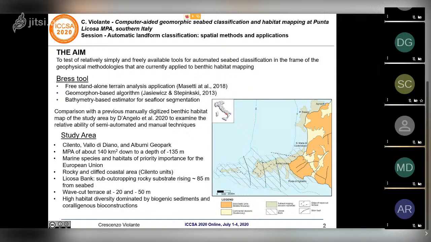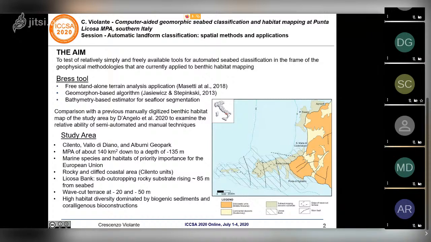A further test of this methodology was done by comparing the results of this study with a previous manually digitized benthic habitat map of the study area, produced by D'Angelo et al. in 2020. This map was also based on the same geophysical dataset used in the present study. This was done to examine the relative ability of semi-automated and manual techniques.